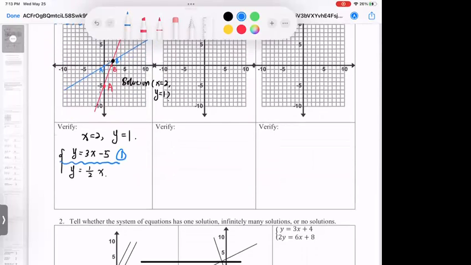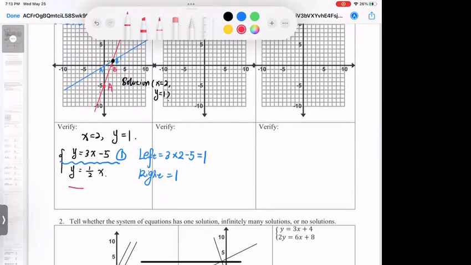So the first equation, the left side is 3 times x, which will be 2, minus 5, it is 1, right? It's also equal to 1, right? So how about the second equation?